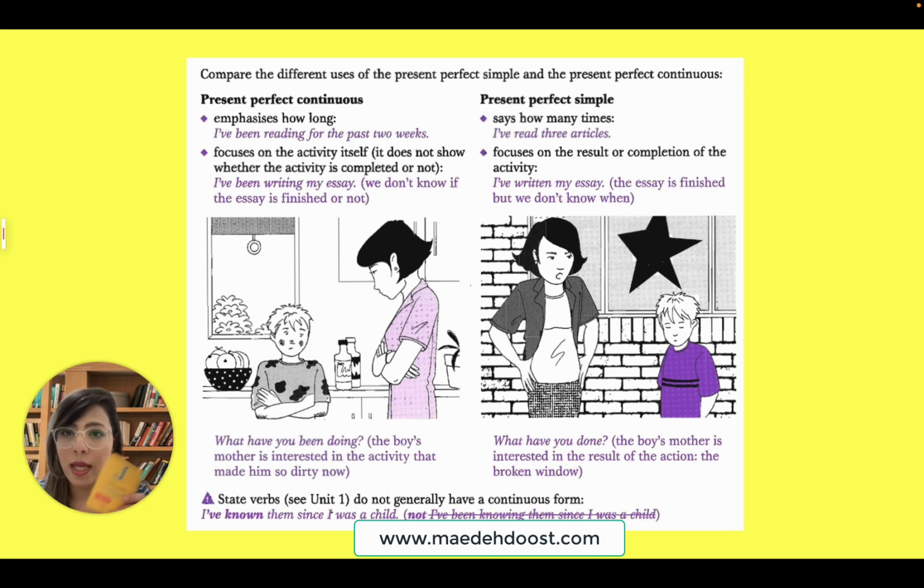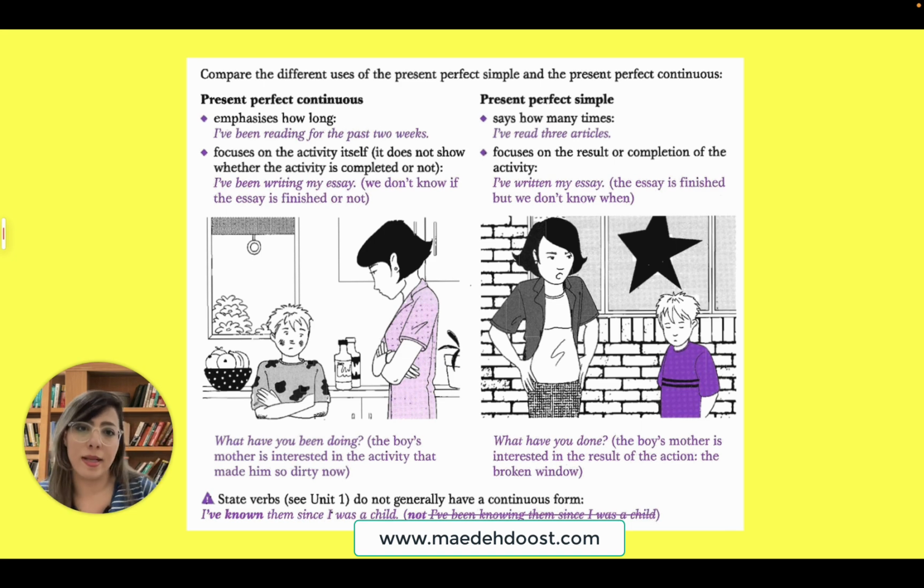I've read this book. ولی but when I say I've been busy during the week reading this book, I can say I've been reading this book for the past week. I've read this book or I've been reading this book. When the focus is on the activity, I can say I've been reading this book. When the focus is on how many times and the completion of the activity, I can say I've read this book. Focus on the result or completion of the activity.